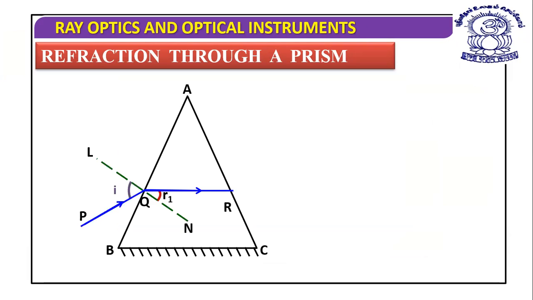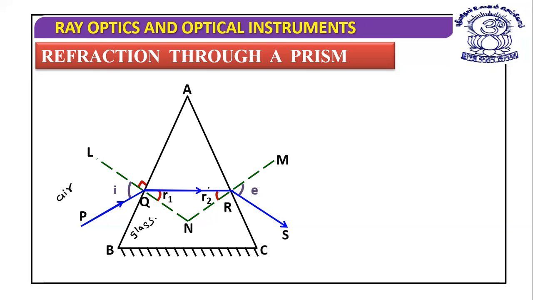This is a glass prism ABC whose base is BC. Here the light ray PQ is incident. PQ is the incident light ray. LM is the normal on surface AB. At point Q, light is traveling from air to glass, so it is moving from rarer to denser medium. That's why it will bend towards the normal. QR is the refracted ray inside the glass prism.